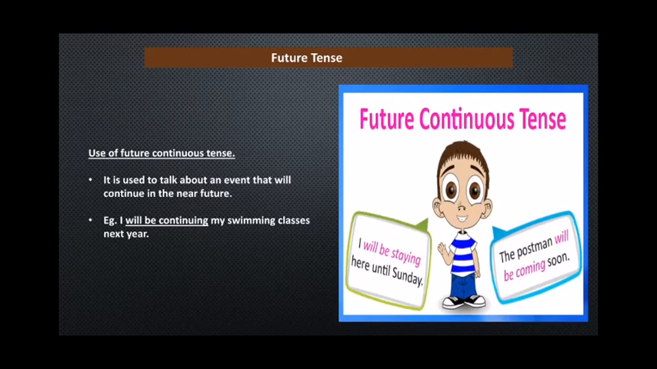In the picture, we have two sentences. I will be staying here until Sunday. Second, the postman will be coming soon. So, will be staying and will be coming is the future continuous or progressive tense.